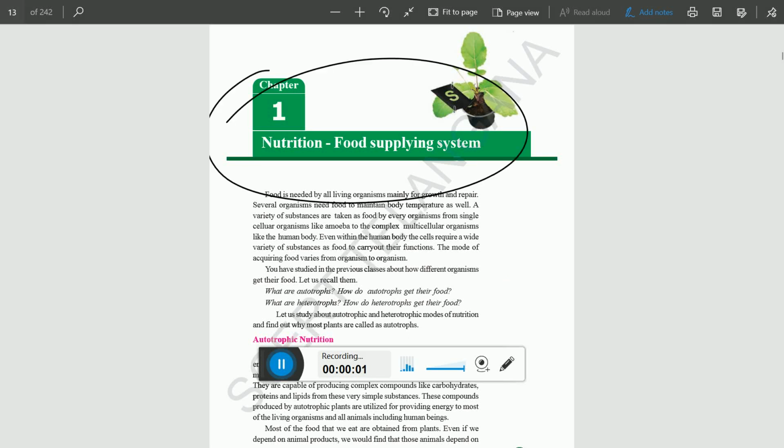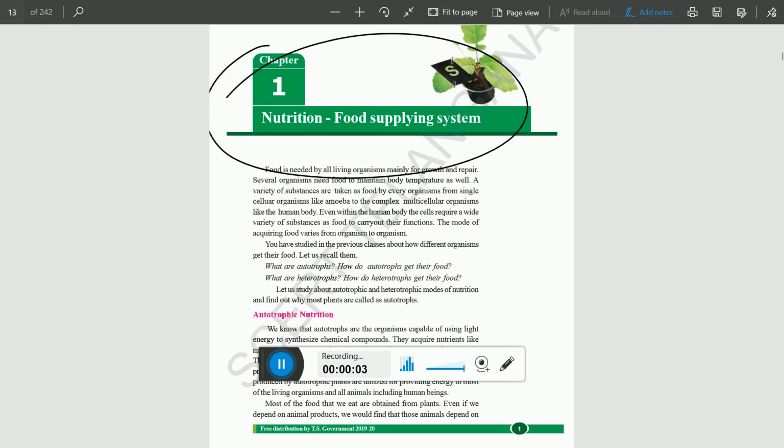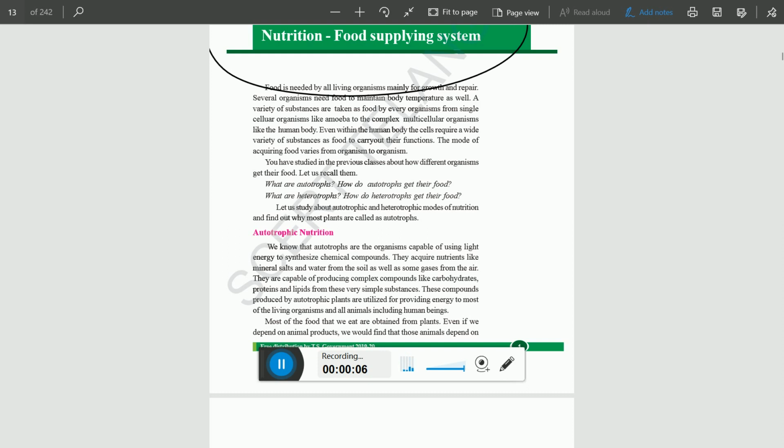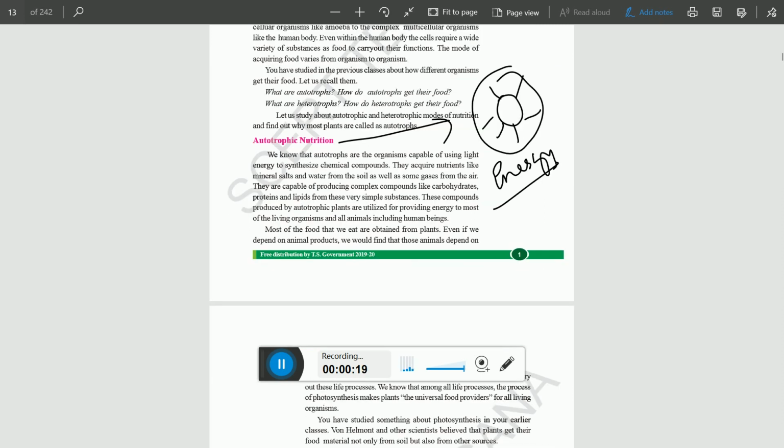This is the first chapter, nutrition, food supplying system. We already completed some of the topics in this chapter, like autotrophic nutrition. That means the plants, or any organisms which depend upon sunlight for energy, they are called autotrophic nutrition. That means the type of the nutrition is called autotrophic nutrition.